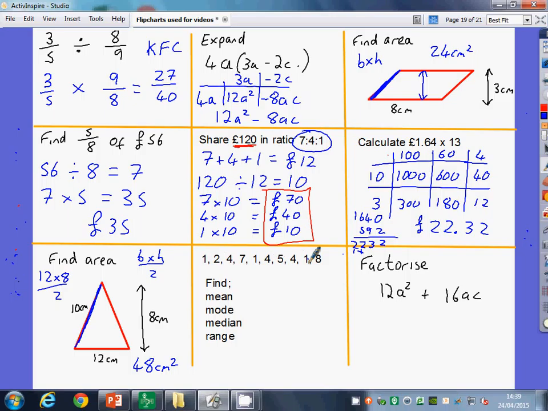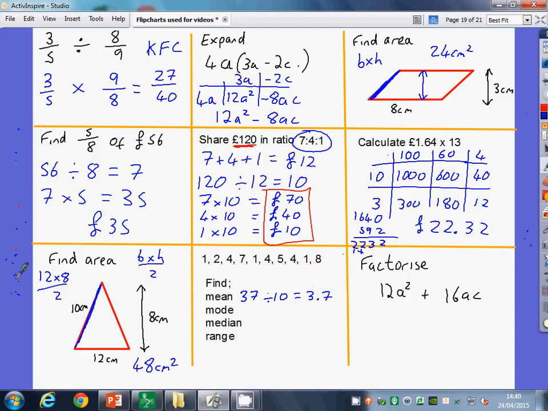So I add them up and I get 1, 2, 3, 7, 14, 15, 19, 24, 28, 29, 37. So I get 37 and I'm dividing that by 10, which gives me a mean of 3.7.